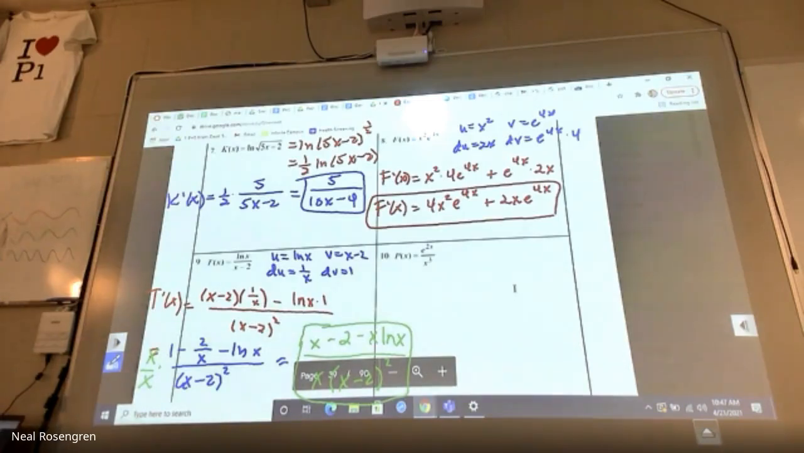Create the common denominator. x over x minus 2 over x minus x ln x over x, all over x, and then move down to the bottom. Or eliminate the complex fractions by multiplying top and bottom by that common denominator.